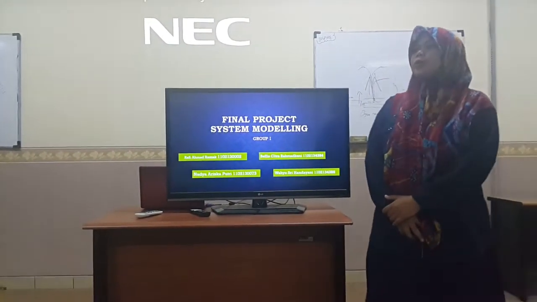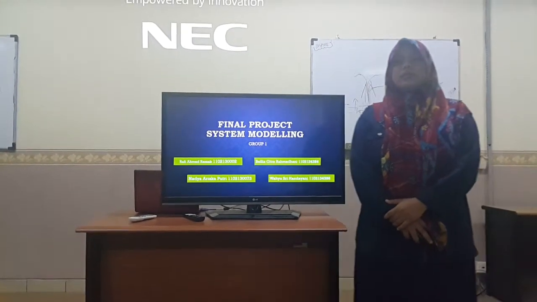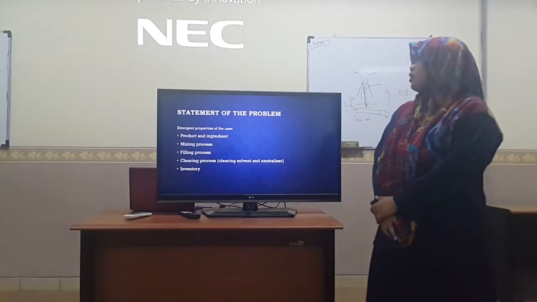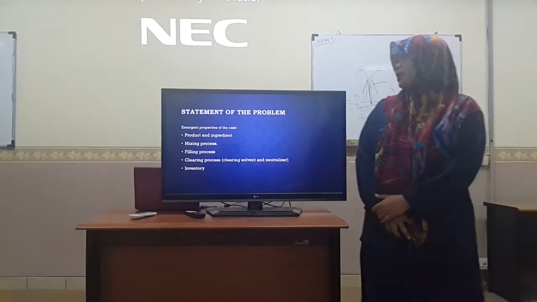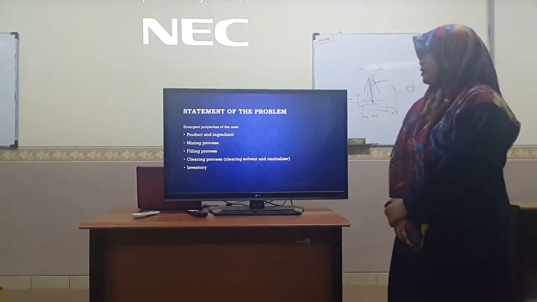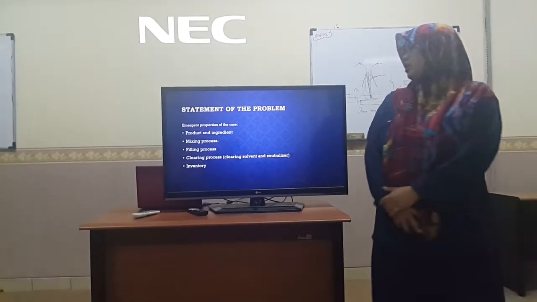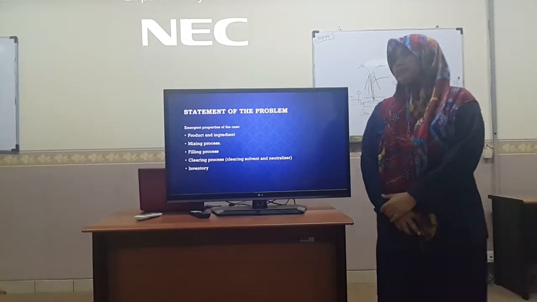Our group is Raffi Ahmad Raza, Belia Citra Ramadhani, Wayu Sri Handayani, and me, Nadia Skaputri. In this case, we will tell you about the mixing chemical reaction for the bottle and cans. And this is the statement of the problem. Emergent properties for the case. First, product and ingredient, mixing process, filling process, clearing process, and inventory.